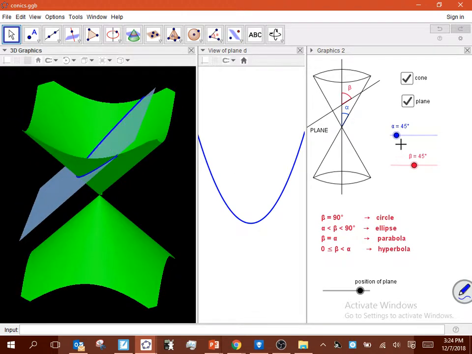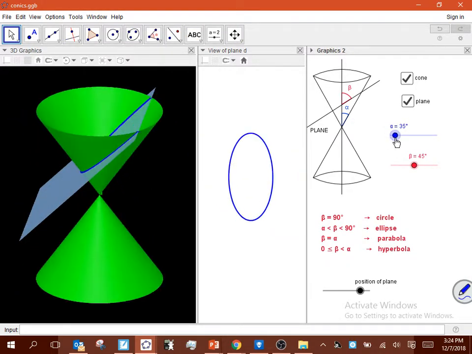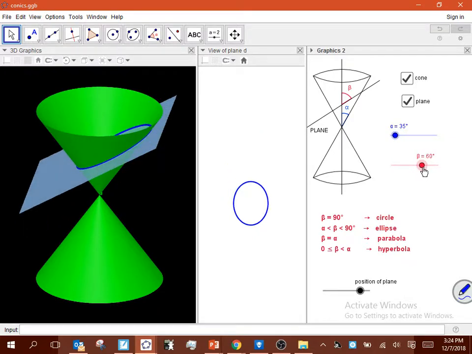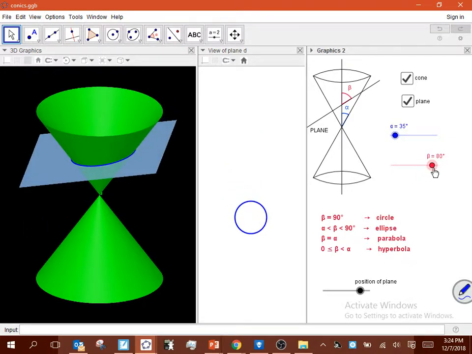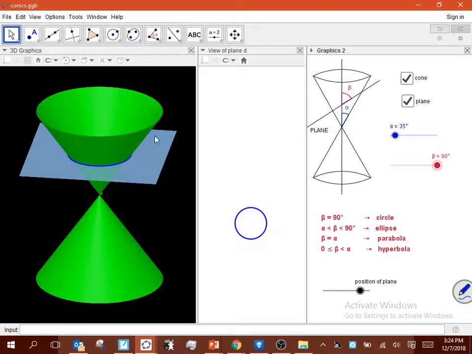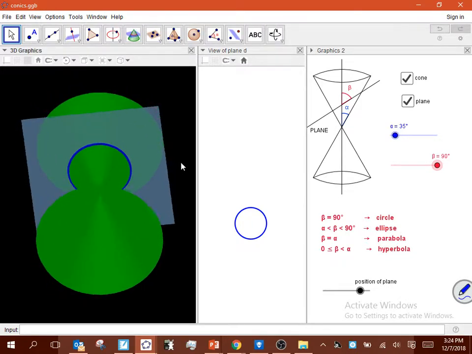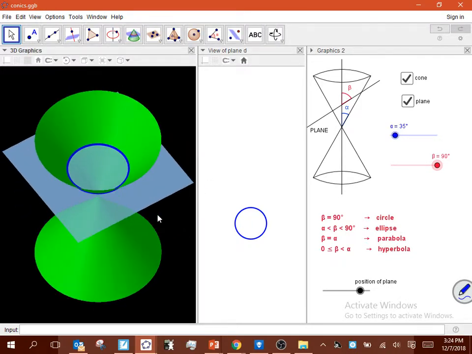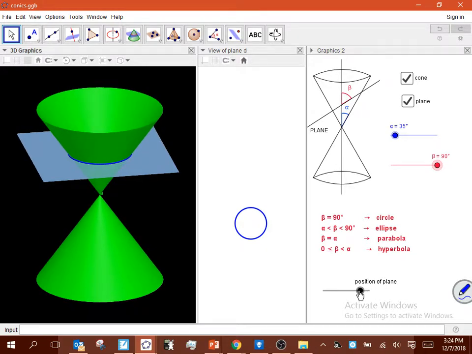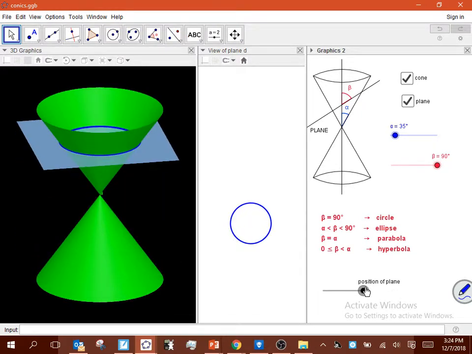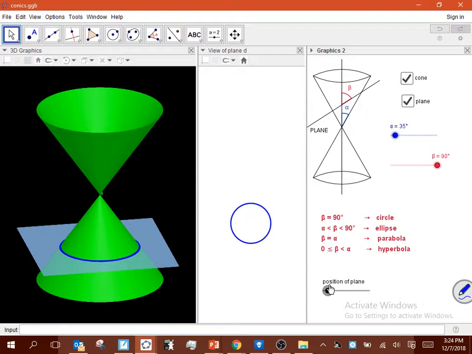If I take my B value and make it 90, so my plane is now parallel to the base of the cones, you see that the cross section is a circle. And we can move that plane anywhere we want to, but we always see that we're getting a circle.